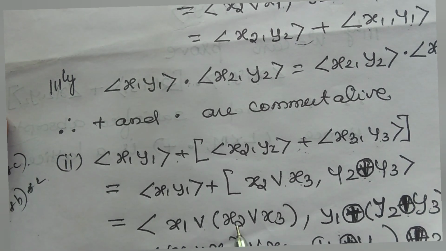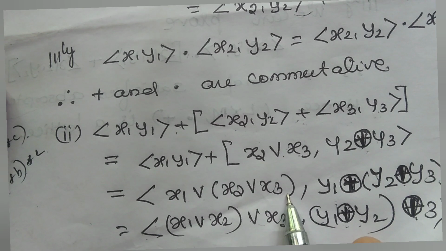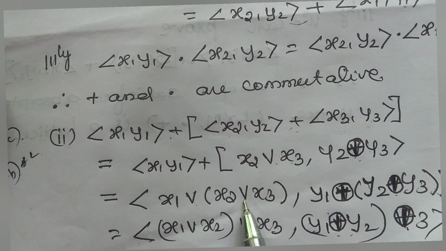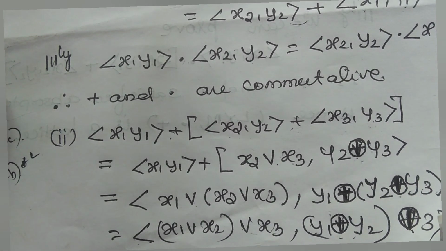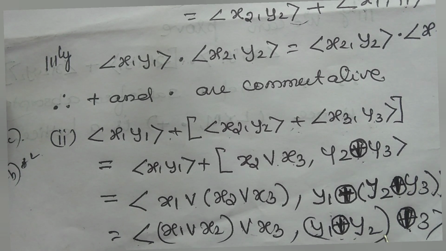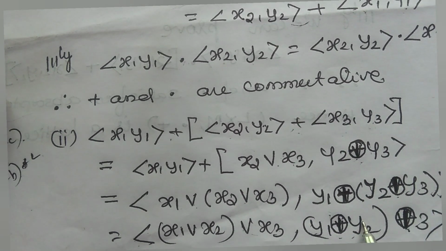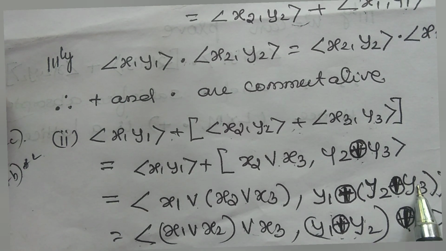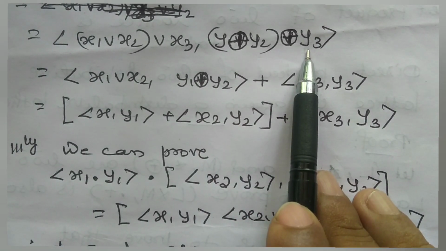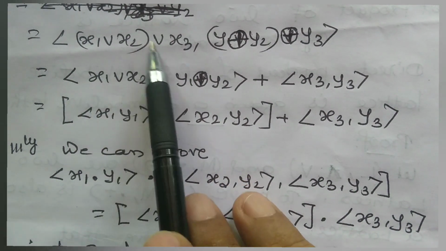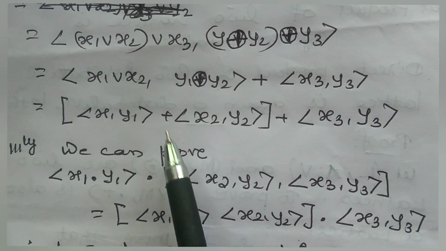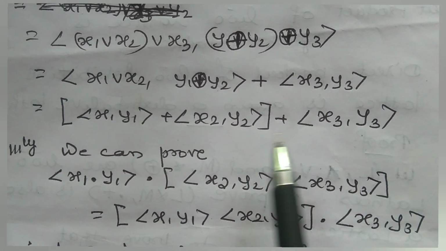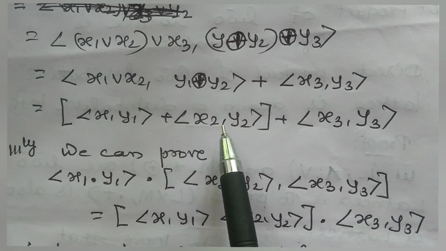Since x1, x2, x3 belong to L, which is a lattice, we can use the associative condition, that is x1 or x2 or x3. Similarly, y1 plus y2 plus y3. These elements belong to M, and M is a lattice. Obviously, it satisfies the associative condition. Now we can take x1 or x2 as an individual term, and we can write (x1, y1) plus (x2, y2) plus (x3, y3). Hence, plus satisfies the associative law.